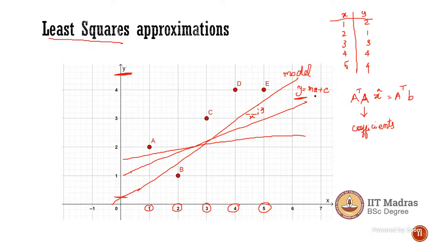Ma'am, then why do we take 1 here as the second column?